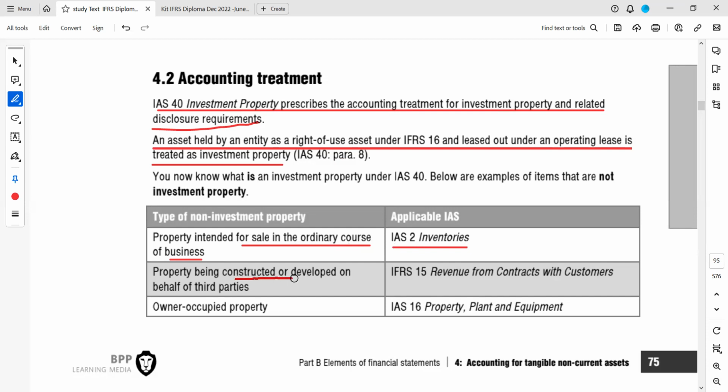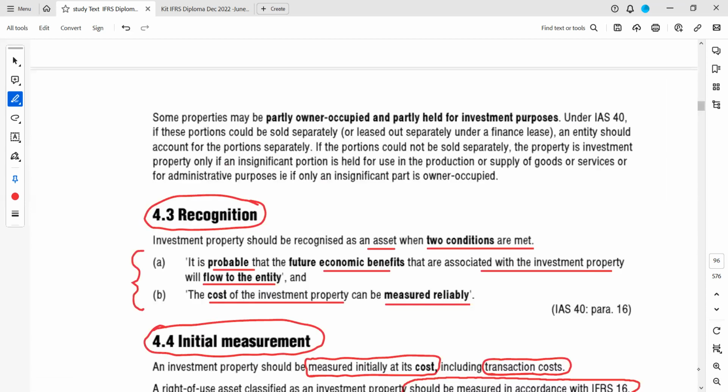Property being constructed or developed on behalf of third parties, that is construction contract, and we will consider IFRS 15 revenue from contract with customer, and owner occupied property, which is to be covered under IAS 16. Because sometimes it happens that we are using a building or a property partly for owner occupied purpose and partly for rental purpose. So some properties may be partly owner occupied and partly held for investment purpose under IAS 40.